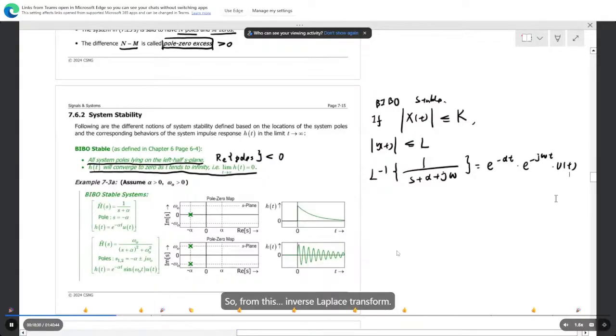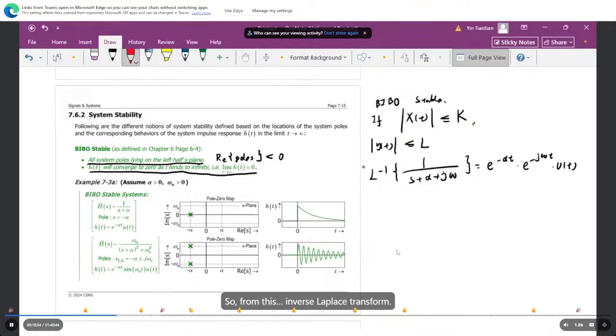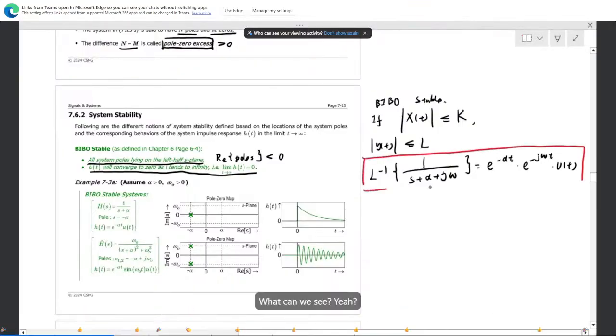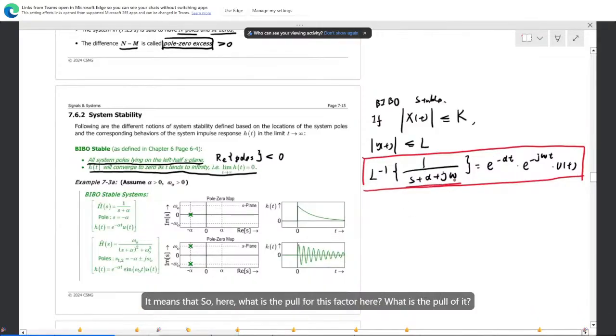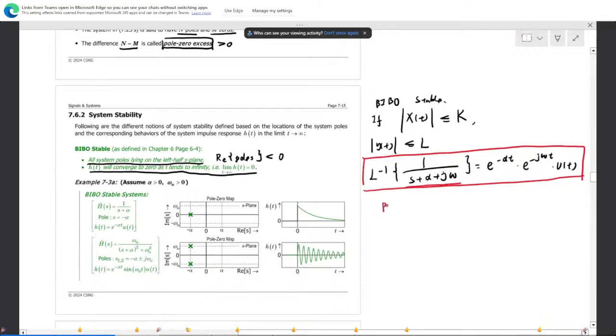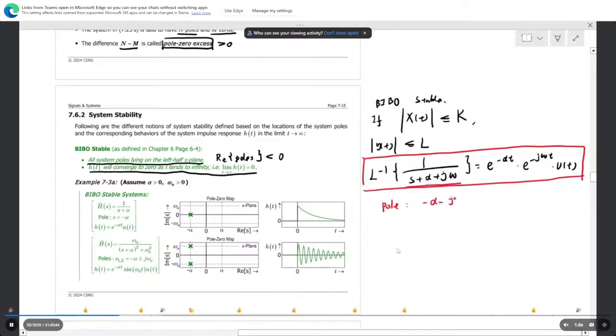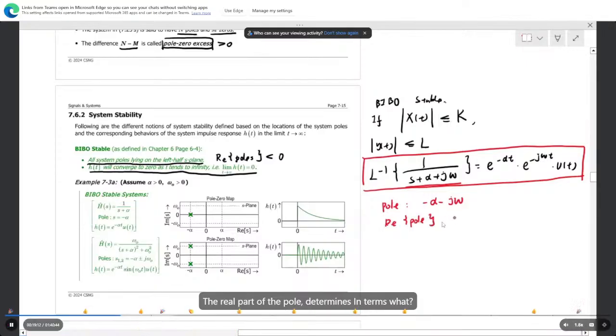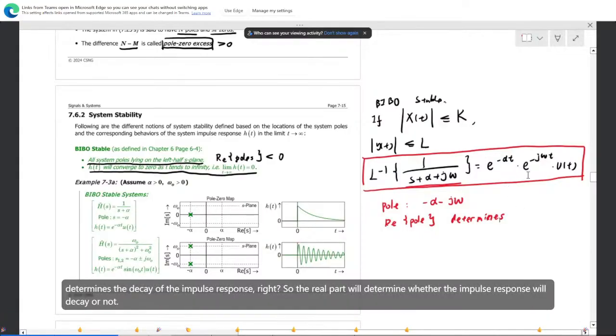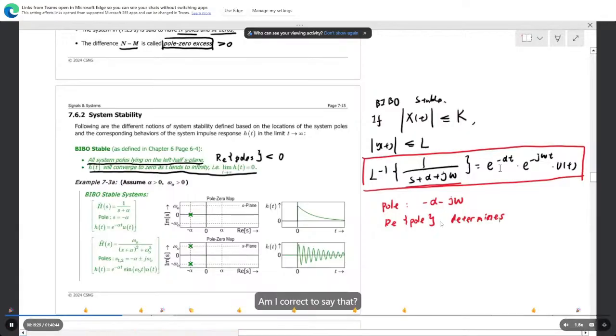From this inverse Laplace transform, what can we see here? What is the pole of this system? Minus alpha minus j omega, right? So we can see that the pole is minus alpha minus j omega, and the real part of the pole determines the decay of the impulse response, right? So the real part will determine whether the impulse response will decay or not. Am I correct to say that?